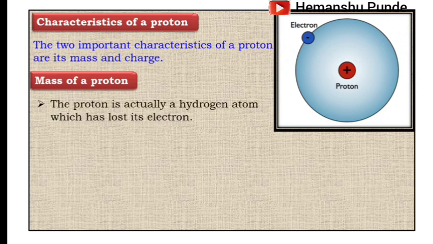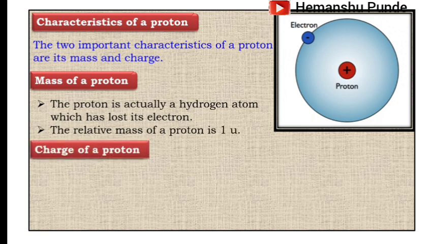Mass of a proton. The proton is actually a hydrogen atom which lost its electron. What is a proton? It is a hydrogen atom which has lost its electron. Means if anything loses negative, it will attain positive. The relative mass of a proton is 1 u, that is 1 unit.